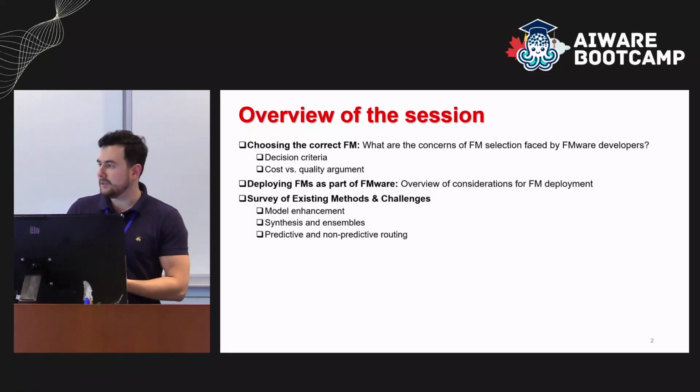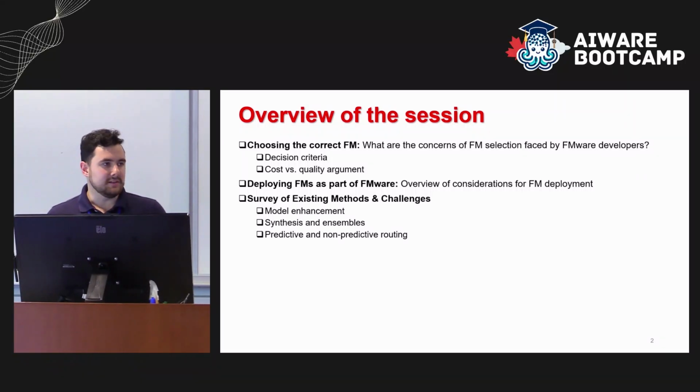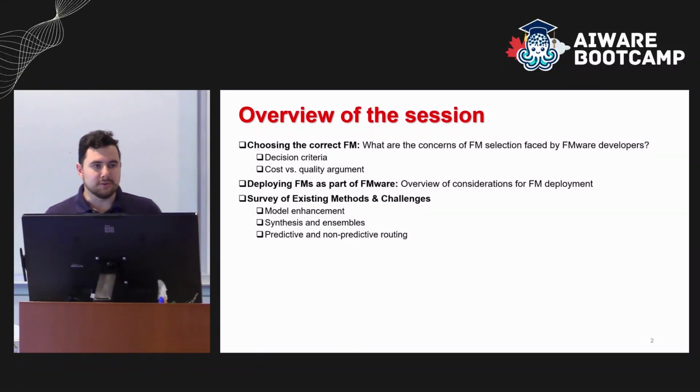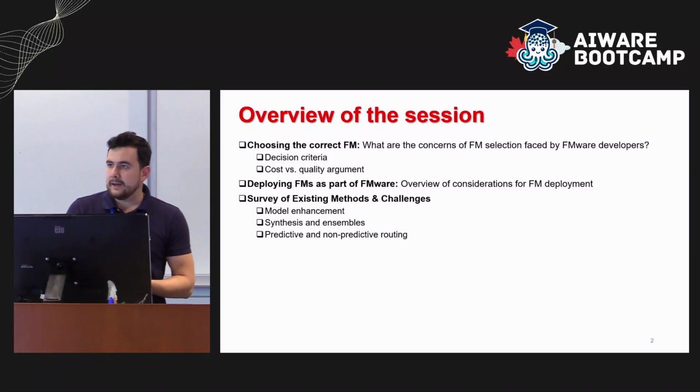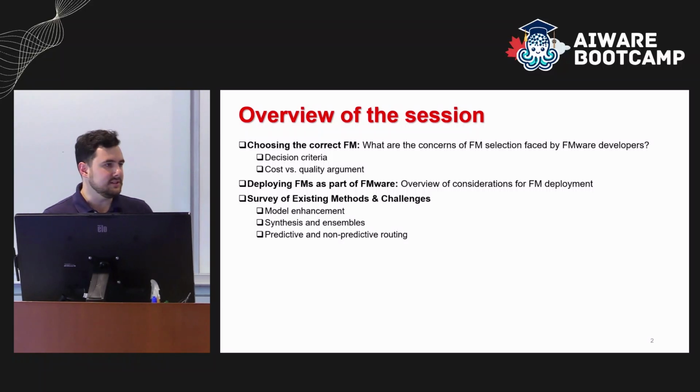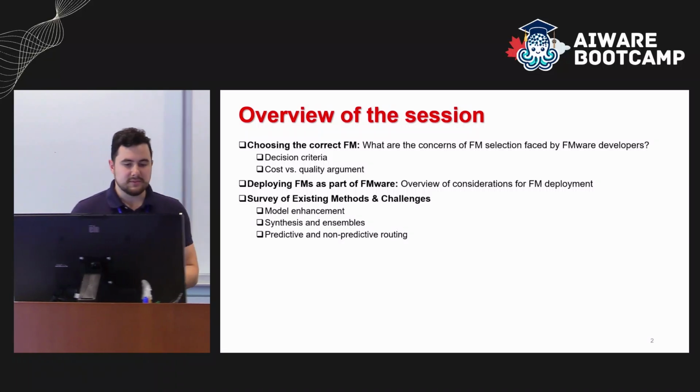There's the cost and quality argument, because at the end of the day, we all know OpenAI is expensive. Azure is expensive, AWS is expensive. So what can we do to mitigate those things? Afterwards, we'll talk about the whole concept of deploying FMs as part of FMware. There's one very useful trick / feature you can think about to make your decisions easier and then also bring down costs.